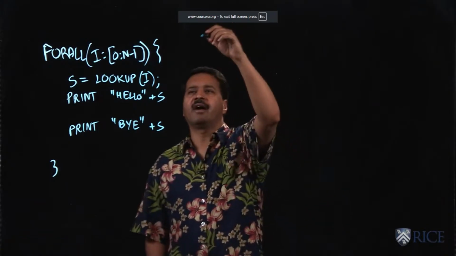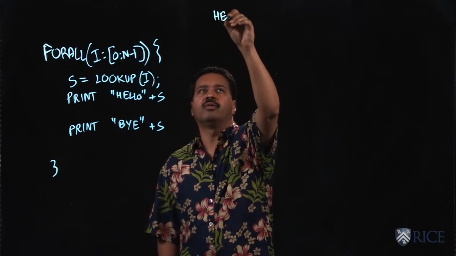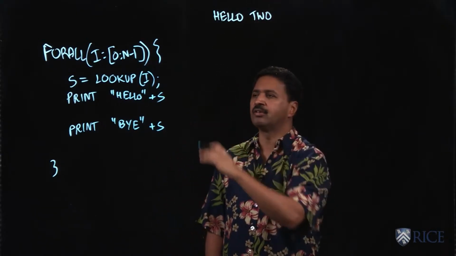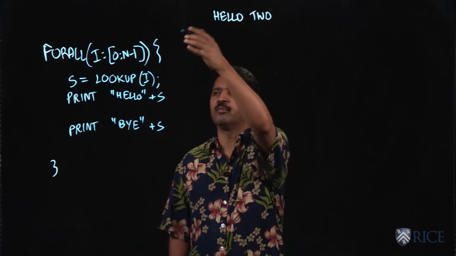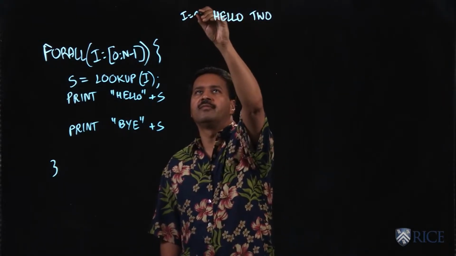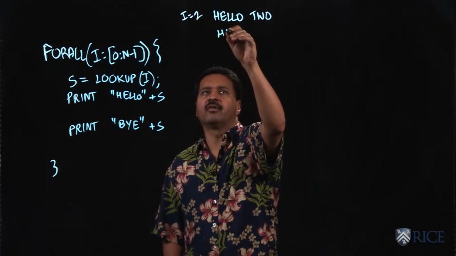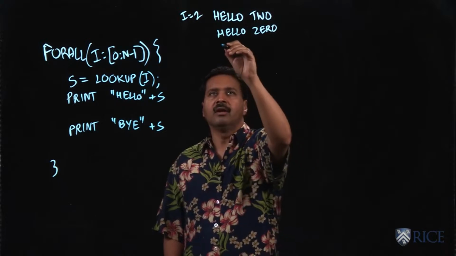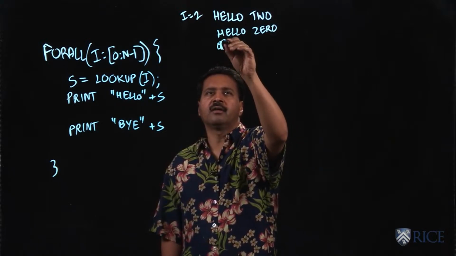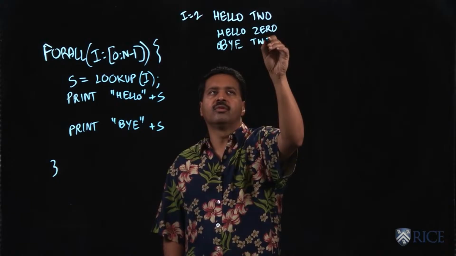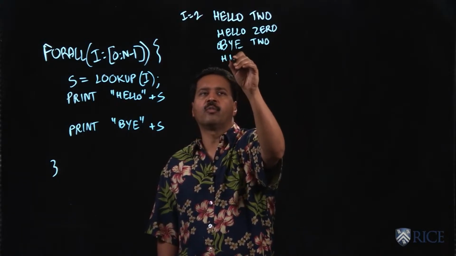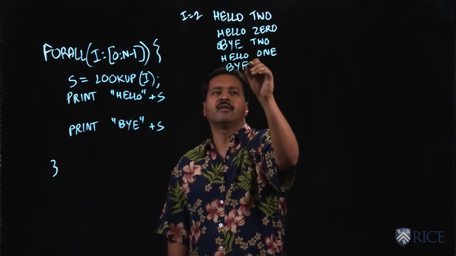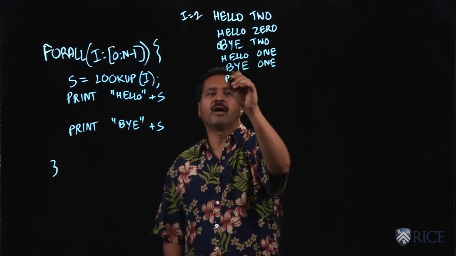For example, you could have, let's say, hello 2, if the strings are the English words for the indices. So maybe 2 could come from i equals 2. We could have a hello from 0, and the order can vary from run to run. We could have a goodbye from 2. We could have hello from 1, a goodbye from 1, and then finally a bye from 0.